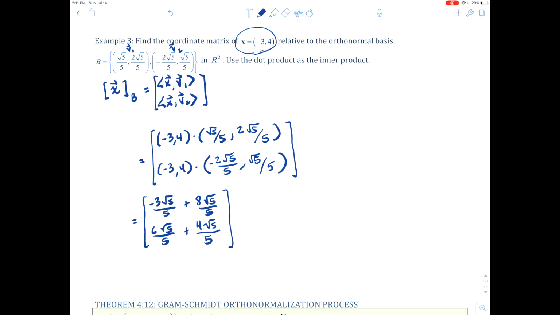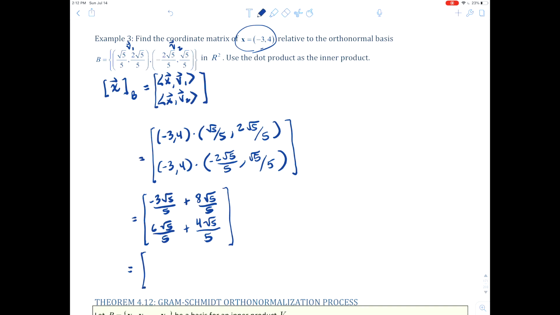And this is going to simplify to be negative 3 root 5 over 5 plus 8 root 5 over 5, which will give us what? Just root 5. And then 6 root 5 over 5 plus 4 root 5 over 5 gives us 2 root 5. Groovy? All right. And here we are. Cool? Okay. So now, here we go.